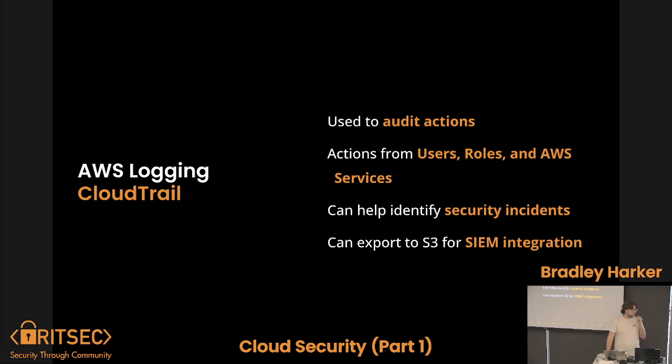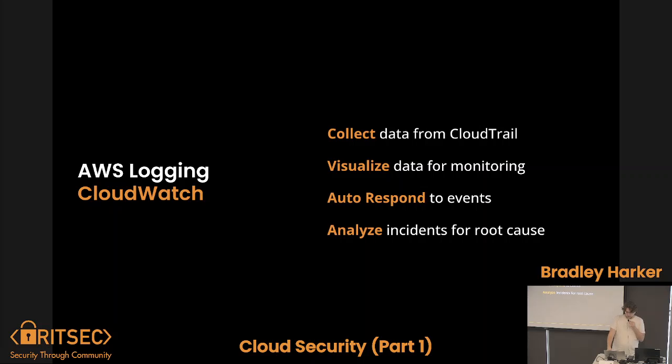SIEMs very often pull from an S3 bucket for data. That's what I was alluding to earlier with the S3. You can dump logs straight into there. CloudWatch is an easy way to watch your CloudTrail data. So it collects data from CloudTrail. You can visualize this for monitoring purposes and dashboards. You can even have it auto-respond to events.